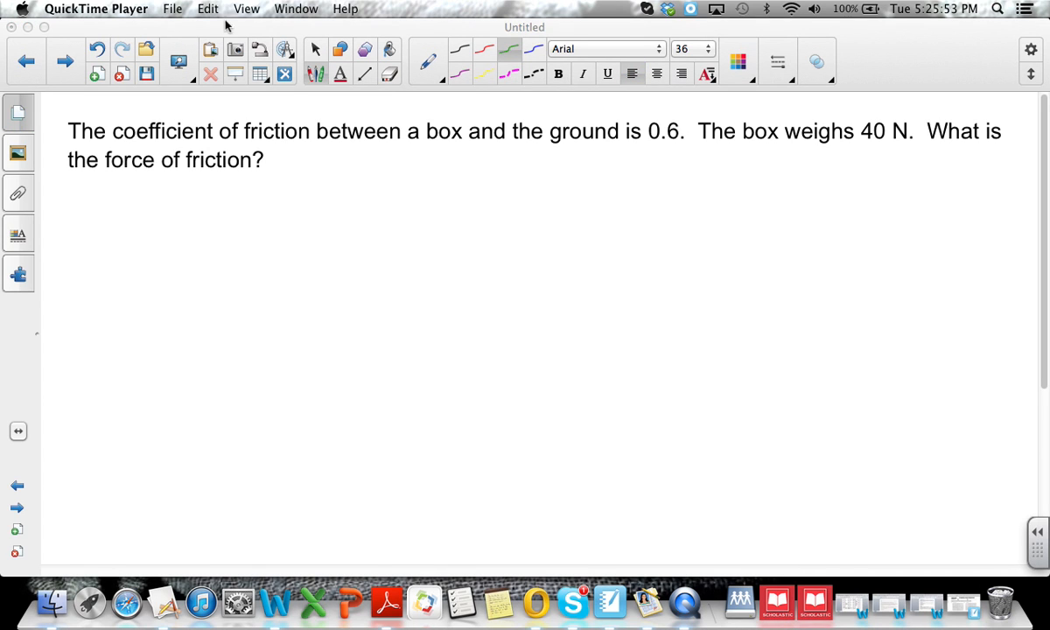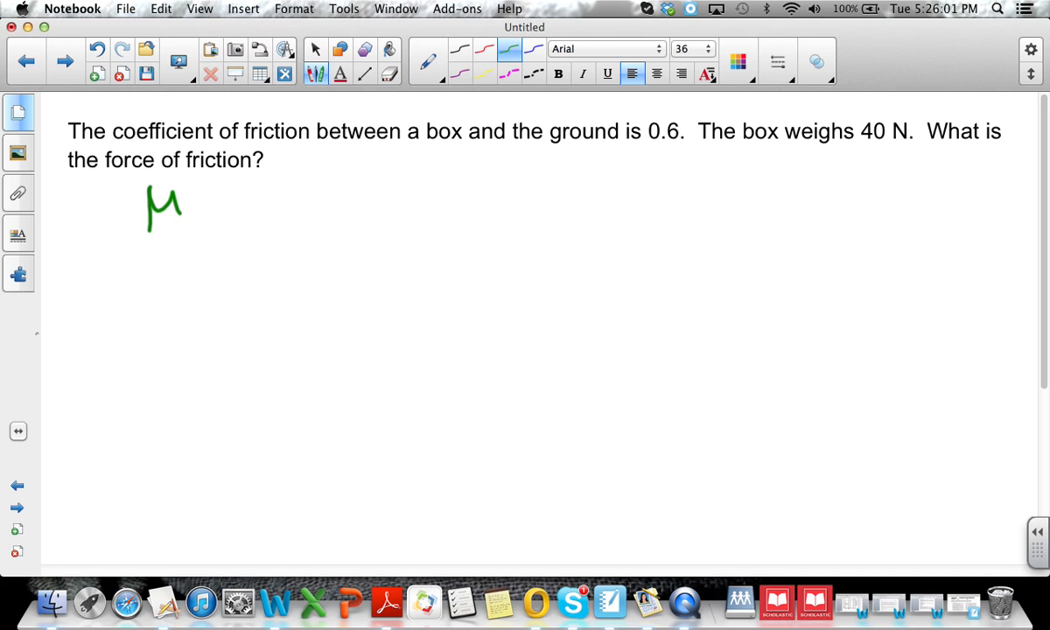Okay, so first, the coefficient of friction between a box and the ground is 0.6. That is important. Let's write it down. So we'll just go with mu k. If they don't tell you what kind of friction you're talking about, just pick one. The math works out the same. So mu k is 0.6. They gave me that. The box weighs 40 newtons.